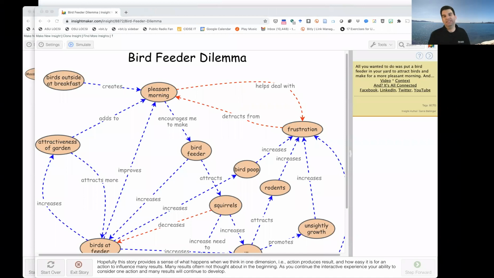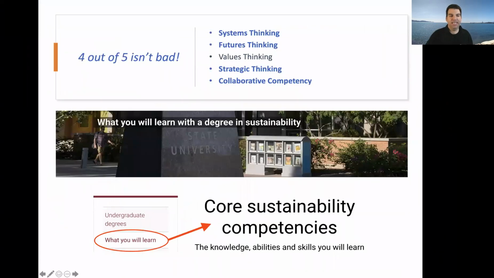And my claim is that once we do learn to do all of these things, that's going to actually hit 4 out of the 5 of the so-called core sustainability competencies. If you go to the sustainability website and you go to the bachelor's degree in sustainability, you say, what will you learn? And we talk a lot about these competencies, which sort of define what it means to study sustainability. And these 5 competencies are systems thinking, futures thinking, values thinking, strategic thinking, and collaborative competency.